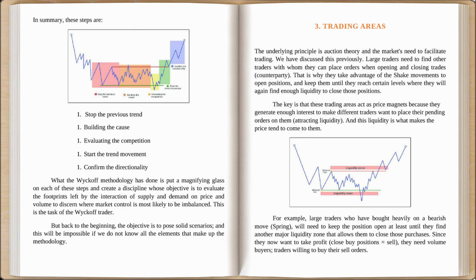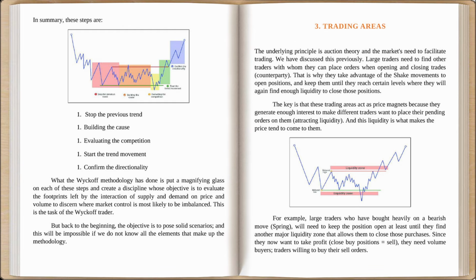3. Trading areas. The underlying principle is auction theory, and the markets need to facilitate trading. We have discussed this previously. Large traders need to find other traders with whom they can place orders when opening and closing trades, counterparty. That is why they take advantage of the shake movements to open positions, and keep them until they reach certain levels where they will again find enough liquidity to close those positions.